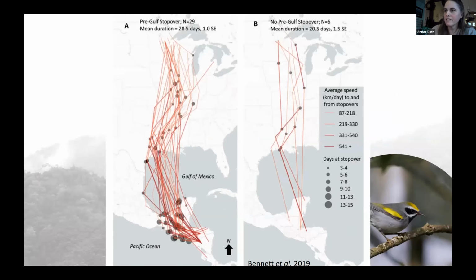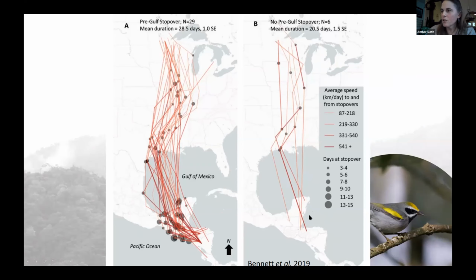provided a little more insight into the migration aspect of golden-winged warblers by still looking at geolocator data. And I should mention that this is based entirely on males in the population. What she found in her research is that there are two different migratory strategies happening within the same population, but for different individuals, and that a large number of individuals are staging for spring migration in northern Central America before they cross the Gulf of Mexico into the southern United States.